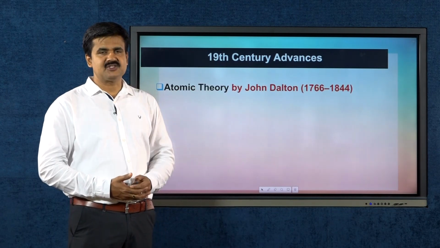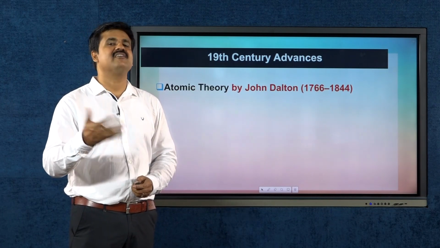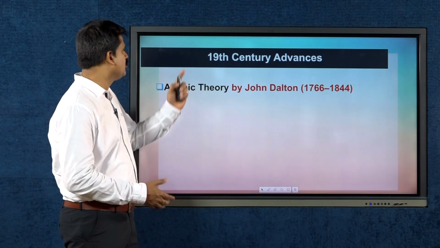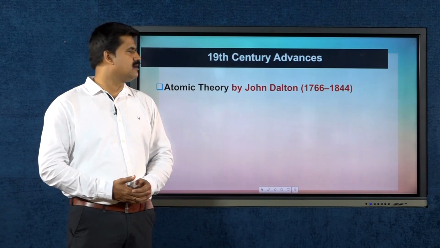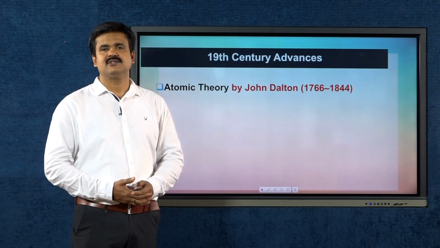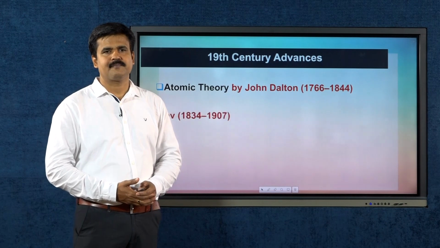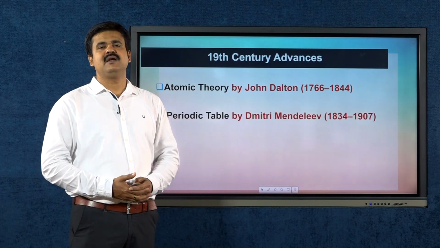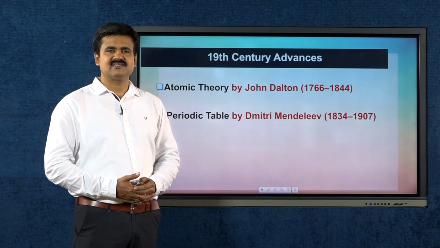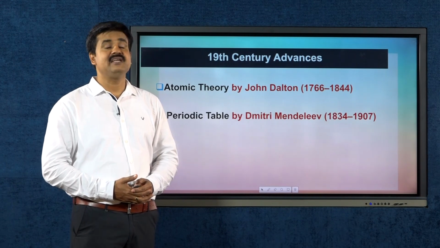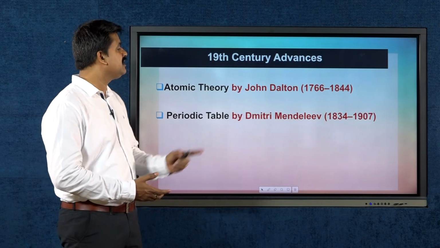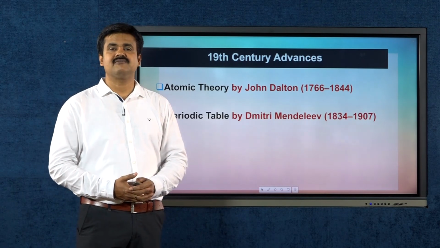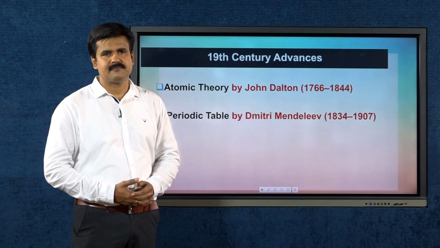In the 19th century, there occurred several developments in chemistry, like atomic theory, which was put forward by John Dalton, who lived in the period 1766 to 1844. The periodic table of elements was first put forward by Dmitri Ivanovich Mendeleev. The period of Mendeleev is between the years 1834 to 1907.